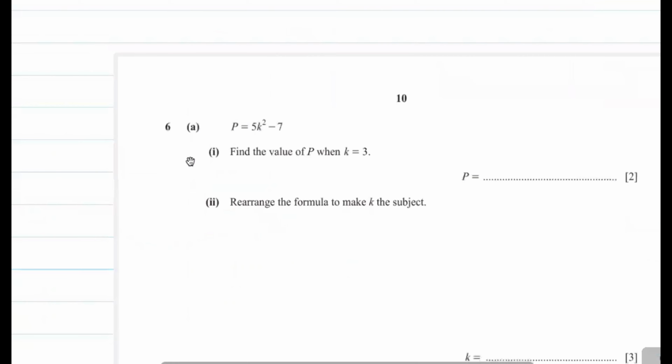In the next question, you can see here 6a, p equals 5k square minus 7. Find the value of p when k is equal to 3. We put the value k equal to 3 in this equation. Now we can write p equals 5 into 3 whole square minus 7. That value becomes 5 multiplied by 9, since 3 square is 9, and minus 7. 5 nines are 45, minus 7 is equal to 38. 38 is the answer.